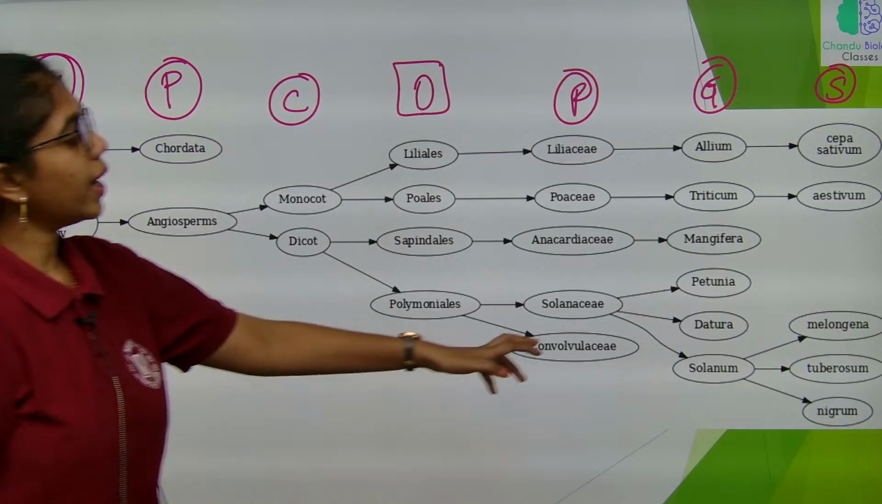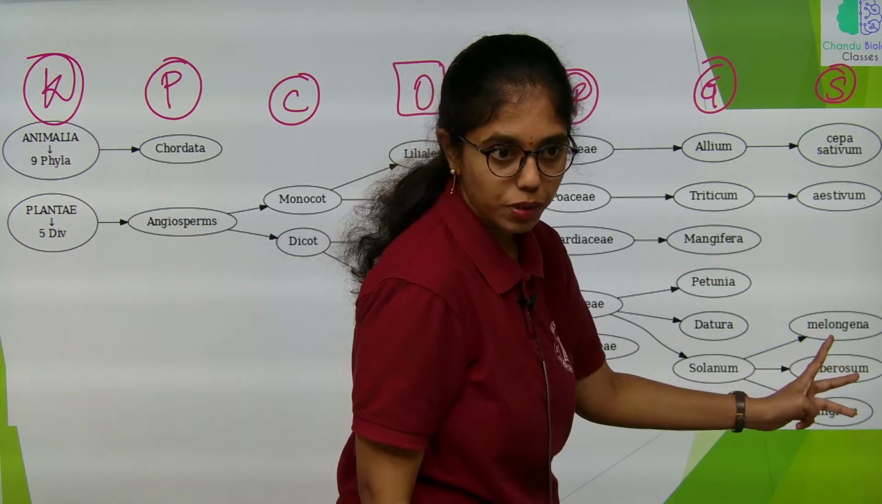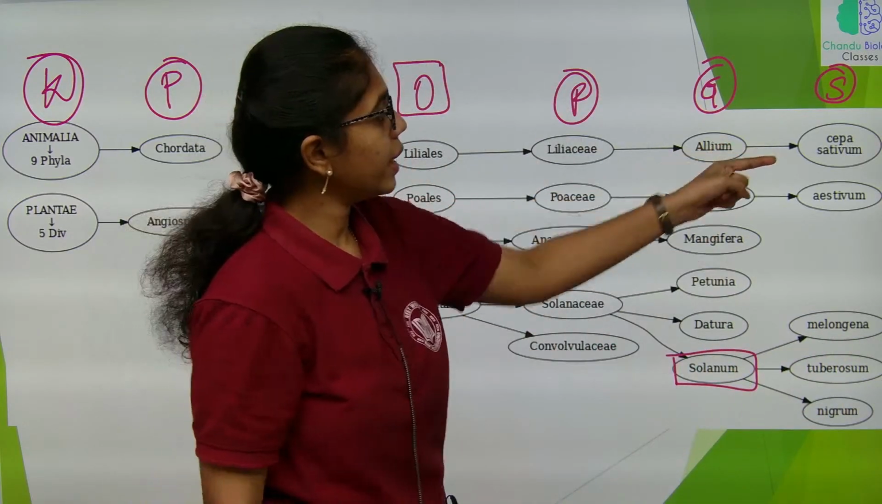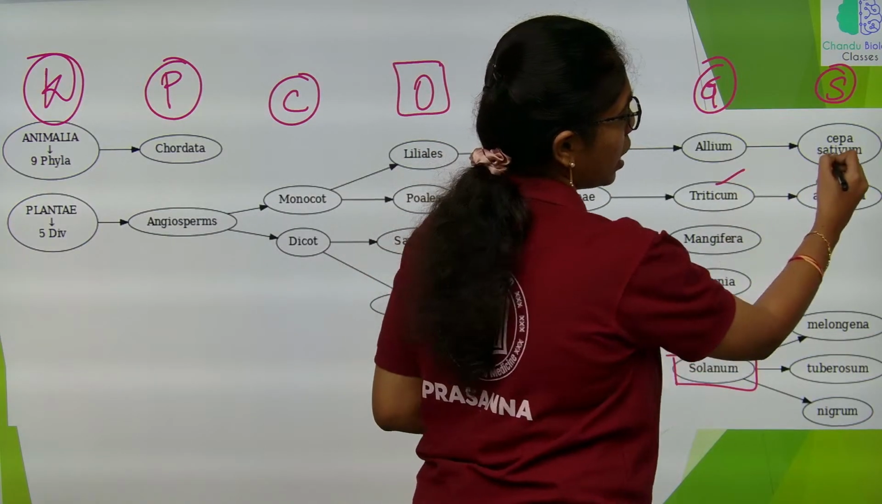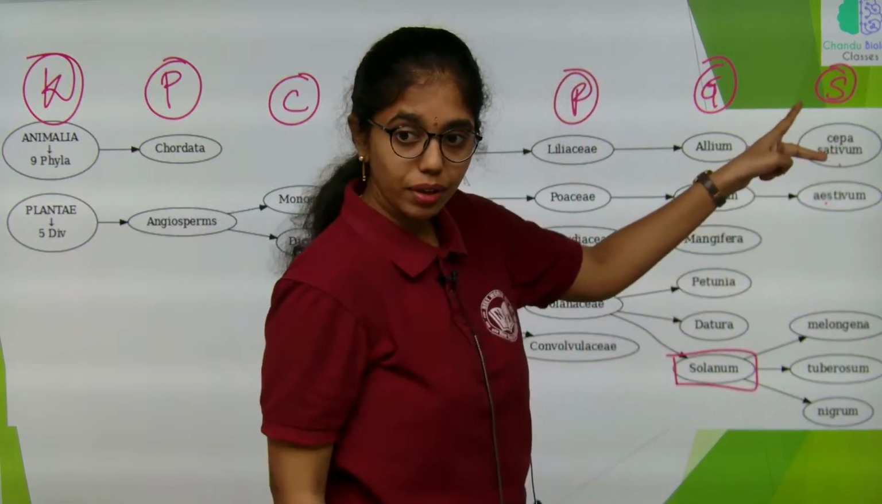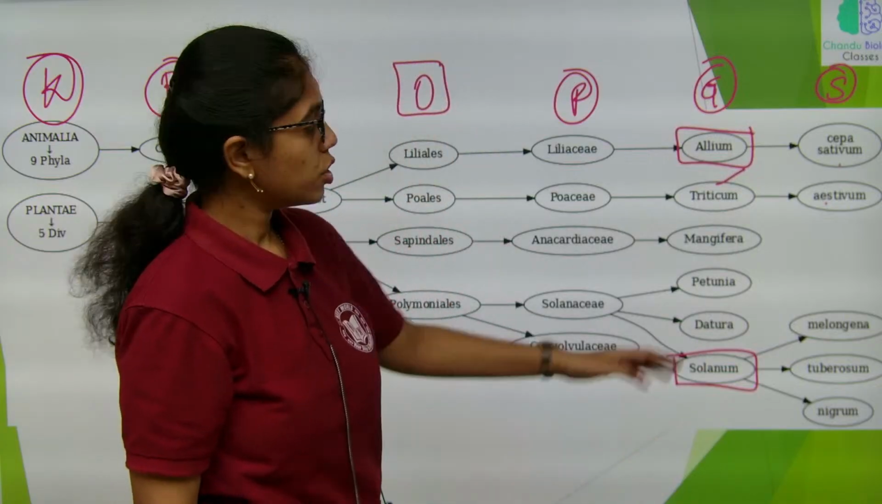Okay. So, here if you see melongena, tuberosum and nigrum, these are the species belonging to the genus Solanum. And here aestivum belongs to the genus Triticum. Allium sativum and Allium cepa, cepa and sativum, these are two different species belonging to the same genus Allium. Okay. So, understood till here, right?